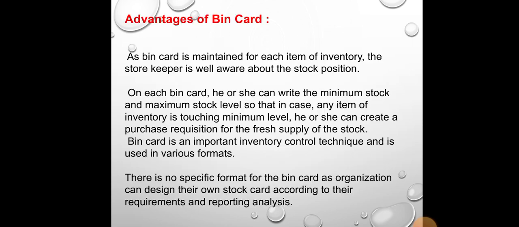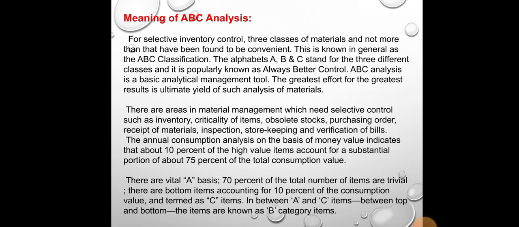Advantages of bin card. As a bin card is maintained for each item of inventory, the storekeeper is well aware of the stock position. On each bin card, he or she can write a minimum stock and maximum stock level, so that in case any item of inventory is touching the minimum level, he or she can create a purchase requisition for a fresh supply of goods or stock. Bin card is an important inventory control technique and it is used in various formats. There is no specific format of bin card, as organizations can design their own stock card according to their requirements and reporting analysis.